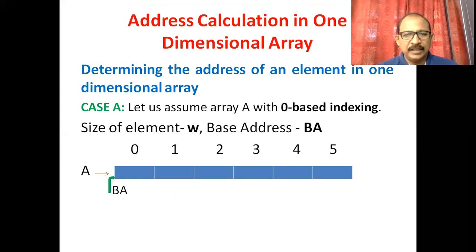Let us take array A with zero-based indexing. Let the size of each element be W and the base address of the array be BA. My question is, what is the address of the zeroth element in the array? The address of the zeroth element is BA. The address of the first element is BA plus W. The address of the second element is BA plus W plus W. This way we can determine the address of any element in a one-dimensional array.